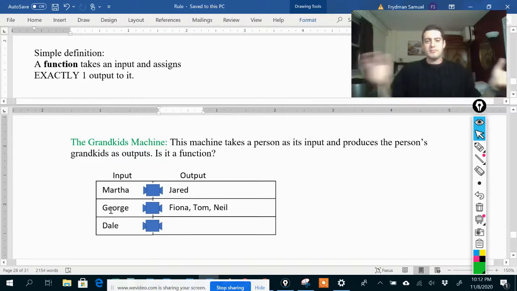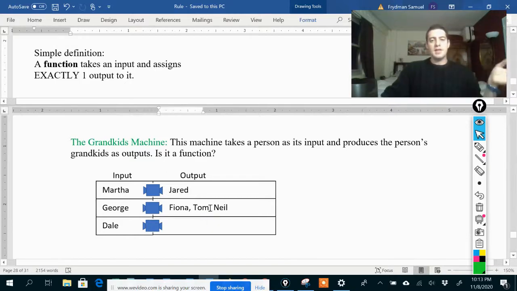Let's say George has a somewhat larger family. So if I put George into the machine, it cranks up George. The machine does whatever it does on George for a little while, and then it spits out Fiona, Tom, and Neil. Okay, so George apparently has 3 grandkids. Okay, and what if I put Dale in? Dale goes into the machine and out comes nothing. Okay, maybe Dale is like a 10-year-old kid, doesn't have any grandkids yet.